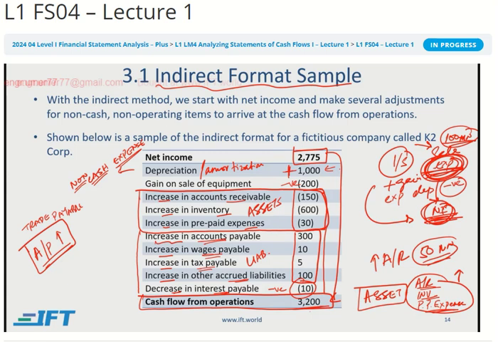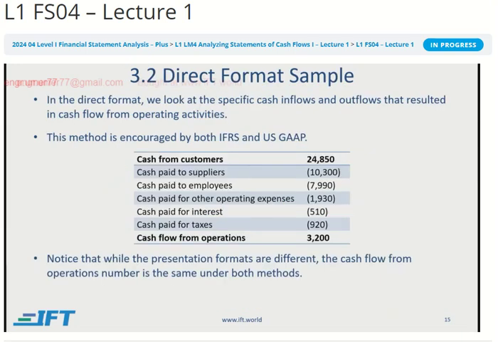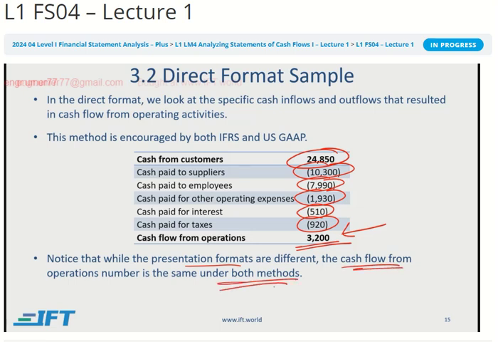In the direct format, you have to show exactly what was the cash received from customers, what was the cash paid to suppliers, what was the cash paid to employees, for rental or other operating expenses, interest paid, taxes paid, and the answer is the same. Let me just go back and show you: 3,200 and 3,200. So the answer is always going to be the same. Even though the presentation formats are different, the answer will always be the same under both methods. And the direct one is encouraged by IFRS and US GAAP. However, the majority of companies are going to be using the indirect format.